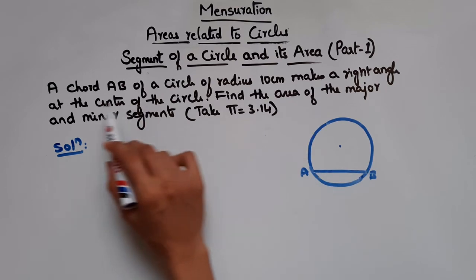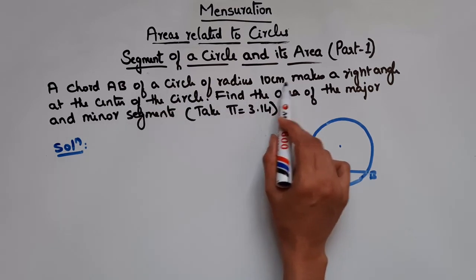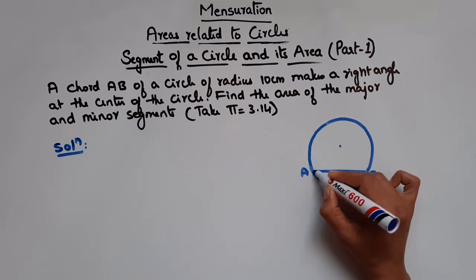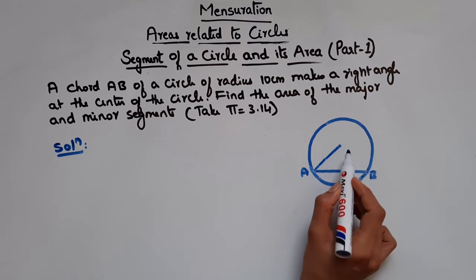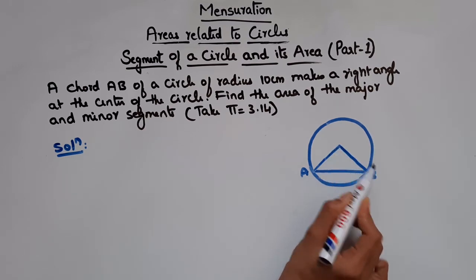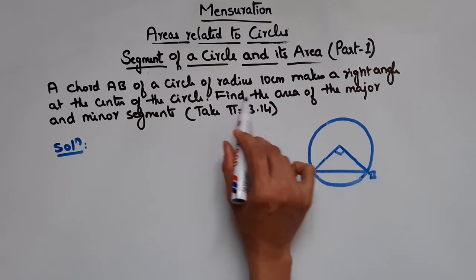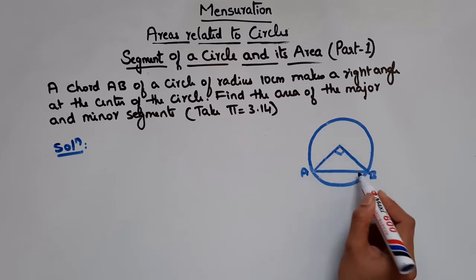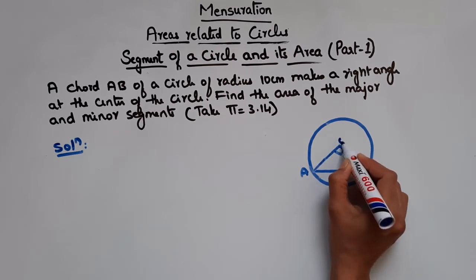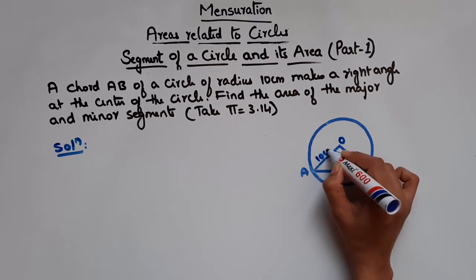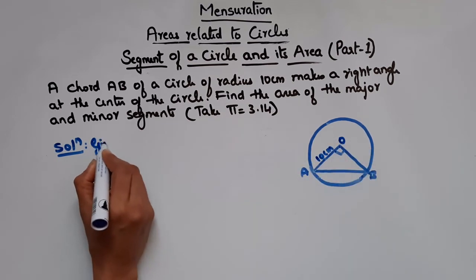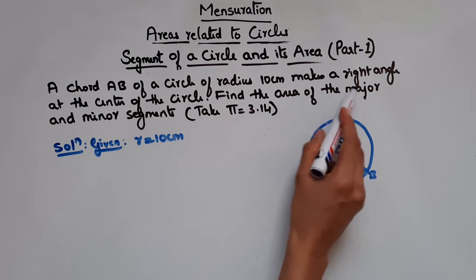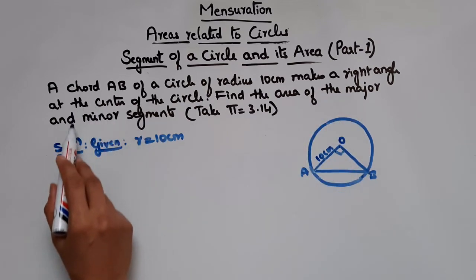So here it says the chord AB of a circle of radius 10 cm makes a right angle at the center of the circle. So this chord makes a right angle at the center of the circle. So let's draw a right angle. So this angle is 90 degree. Find the area of the major and minor segments. So we have to find the area of the major and minor segments. So let's take this center as O. Radius of the circle is 10 centimeter. So first let's write what is given. So given here is radius 10 centimeter. So here we have to find the area of the major and minor segments. So first we will find the minor segment.